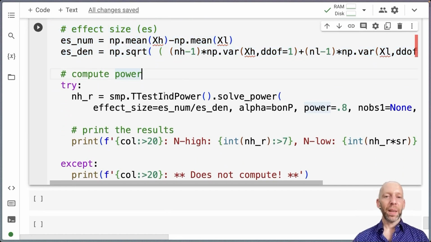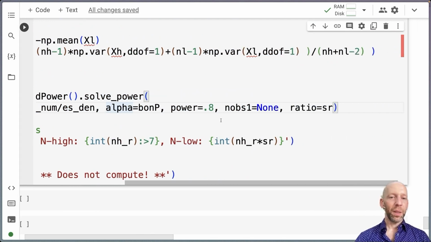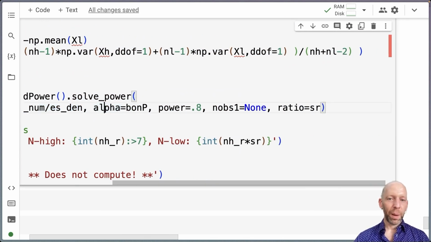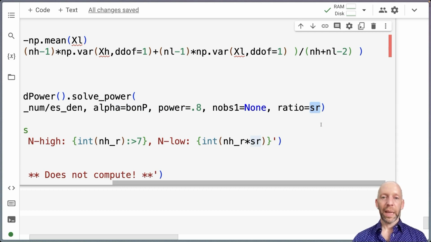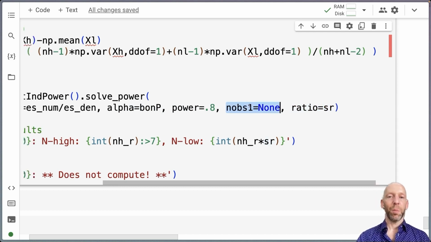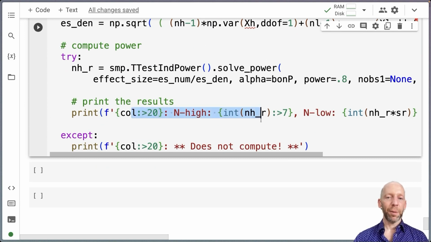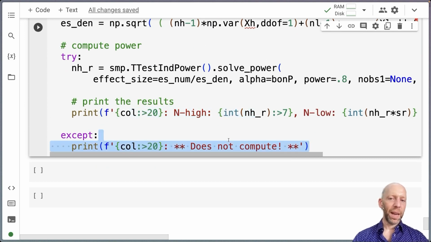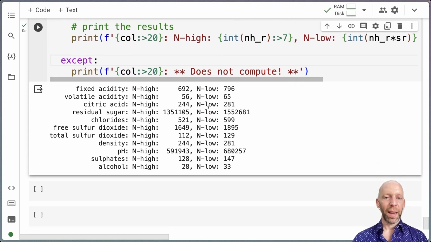previous exercise. This line of code is nearly identical. This part is the same. A lot of these parameters are the same. The only difference is that in the previous exercise, we defined this and we set this to none, and now we are defining the ratio and we are setting the number of observations to be none. So the ratio is determined by the empirical ratio of these two sample sizes. And then we print out the results. In this case, it turns out we don't actually need this because all of these examples can be computed exactly.